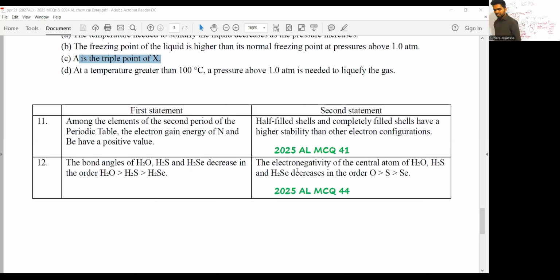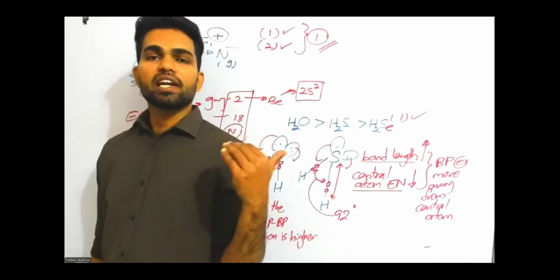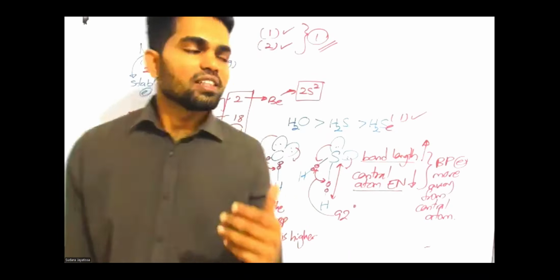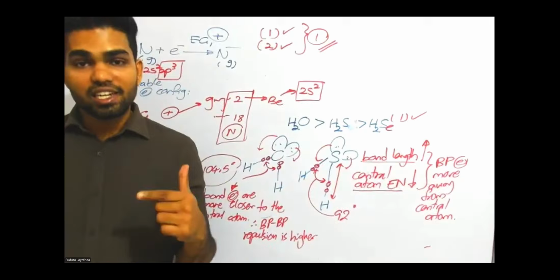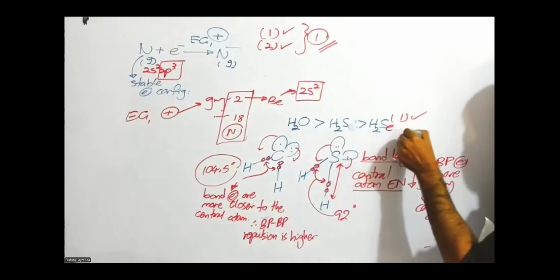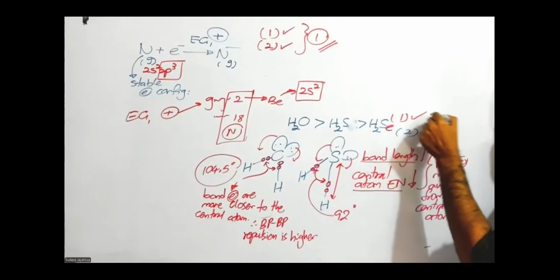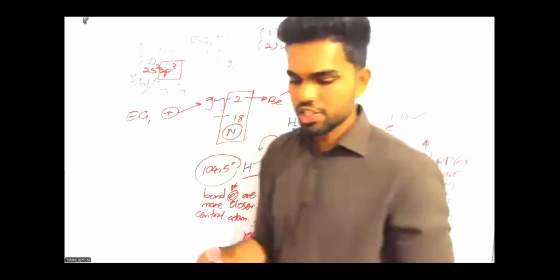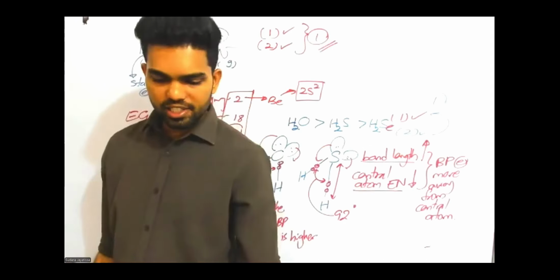Electronegativity of central atom of H2O, H2S, and H2Se decreases. Yes. They have said about electronegativity. It's not a full explanation, but from electronegativity, you can explain this. So then the second one is also correct, and it can explain the first one also. Again, answer is going to be answer 1. Understood? So that's the answer for the last MCQ.